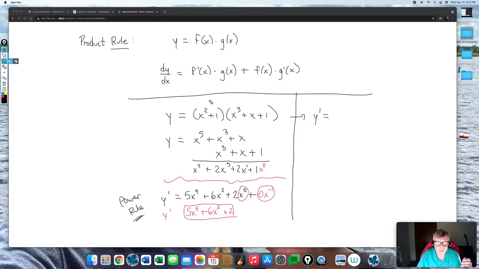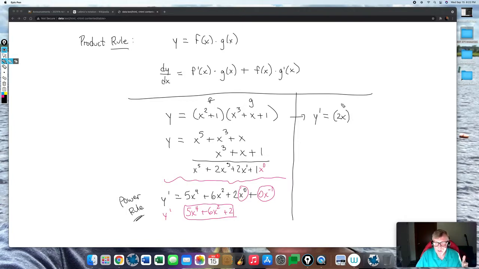Okay, I'm going to call my first function f and my second function g. Now, what I need to do with the rule is I need to take the derivative of f. So the derivative of f is 2x. And remember, the derivative of a constant is 0. We talked about that. So this is just going to be 2x. So my f prime is 2x.